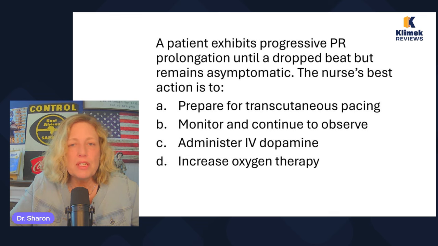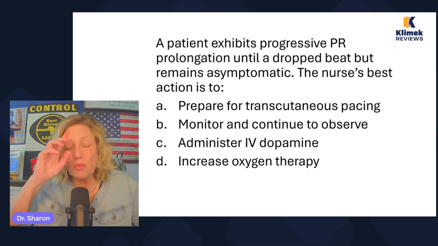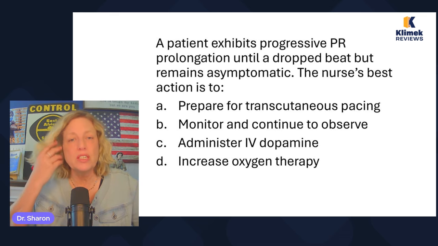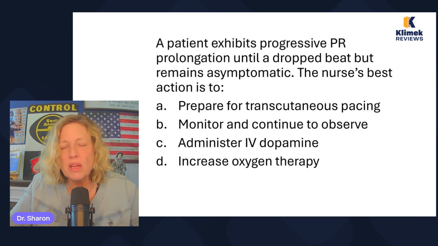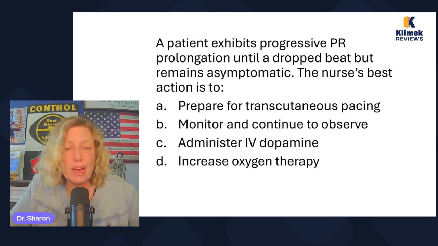A patient exhibits progressive PR prolongation until a dropped beat, but remains asymptomatic. That's a key word, asymptomatic. The nurse's best action is to prepare for transcutaneous pacing, monitor and continue to observe, administer IV dopamine, or increase oxygen therapy. Well, longer, longer, longer, drop, then you've got the Wenckebach.